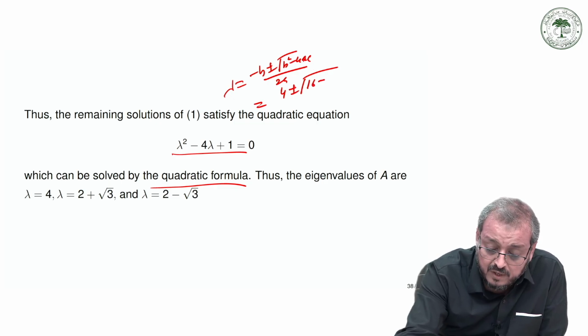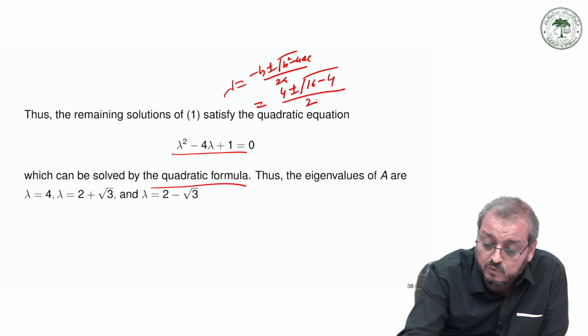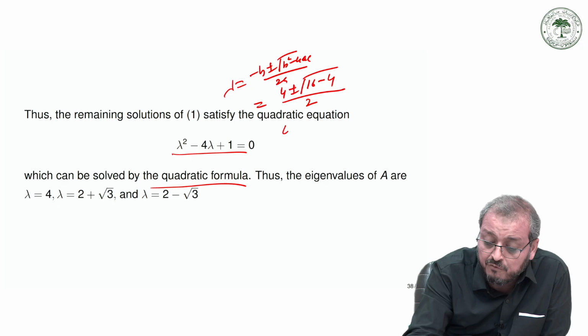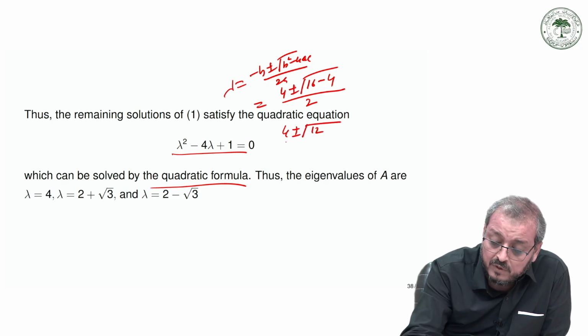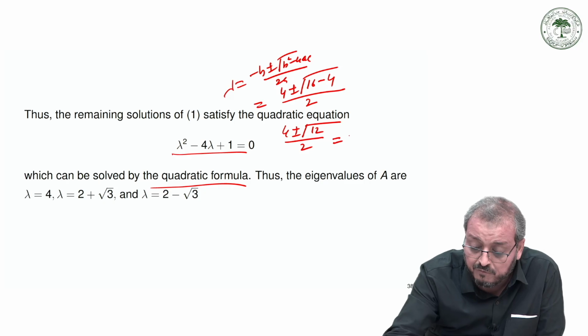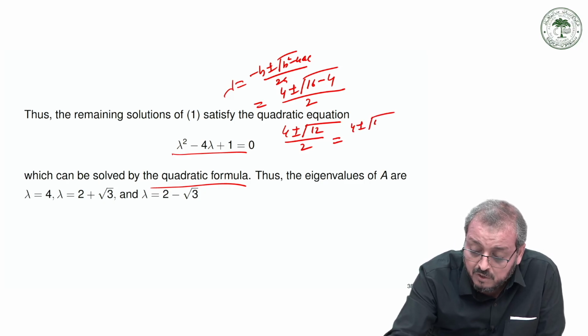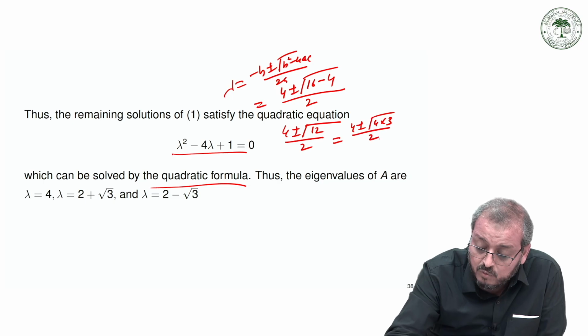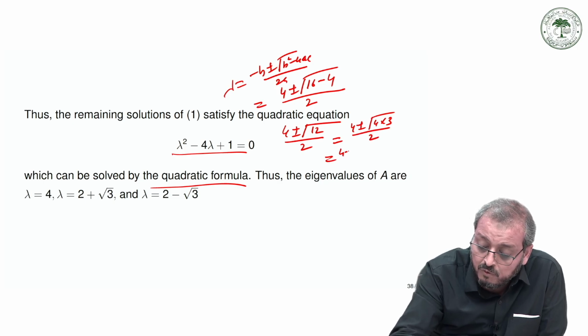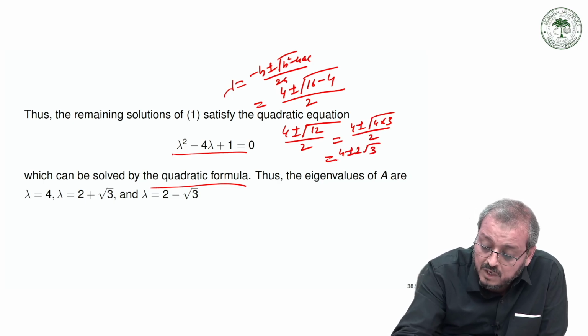Substituting a is equal to 1, c is equal to 1, you have 4 upon 2a, which is 2. So this can be written as 4 plus minus root 12 upon 2. We can say that root 12 is equal to root of 4 into 3, so we can write it in the form 4 plus minus 2 root 3 upon 2.